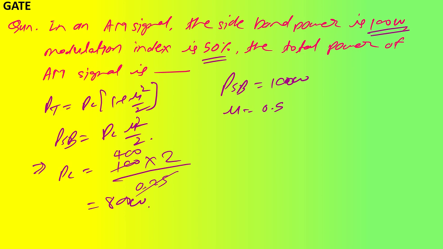If PC is found out, you can directly write down PT is PC plus PSB, like carrier power plus sideband power, or otherwise you can utilize the formula PT is equal to PC into (1 plus mu square by 2). Mu is already given, PC you have found out. So this is nothing but 800 plus sideband power 100, that is total 900 watt. All right.